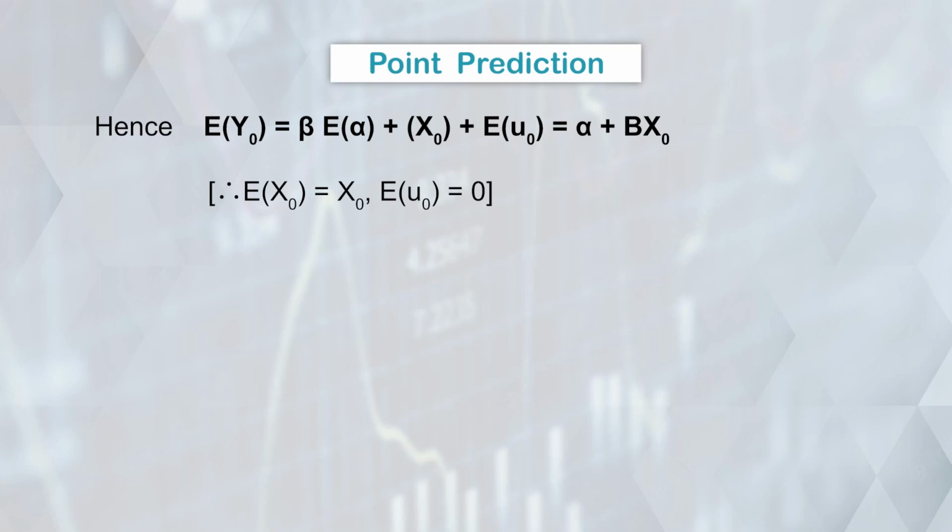Why? Because we are basically using this in this equation, and from there we are getting the name of alpha plus b x0. So in all this derivation we observe that x0 is an unbiased estimator of x, and we know that on average the sum of the errors is 0. So expectation of u0 is 0. So based on that, expectation of y0 is being made out. So based on this, we go for the method of point prediction.